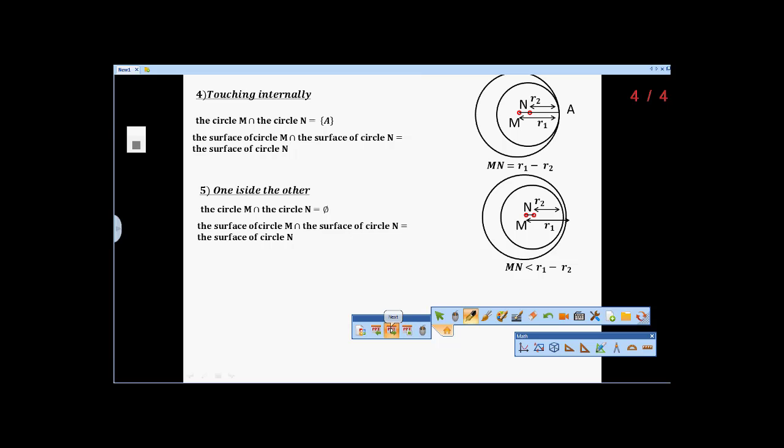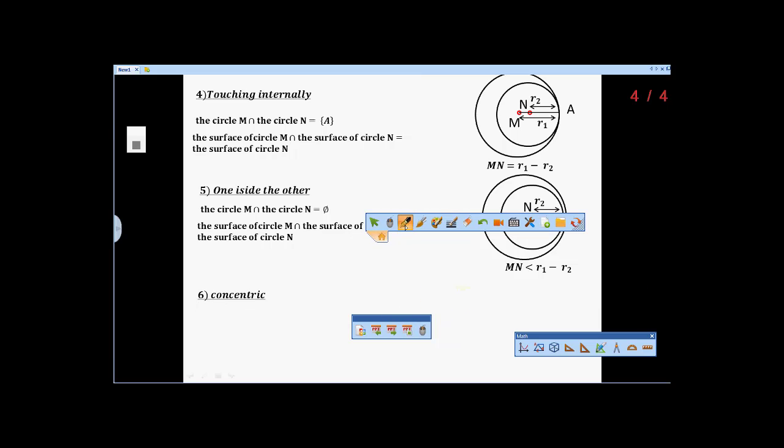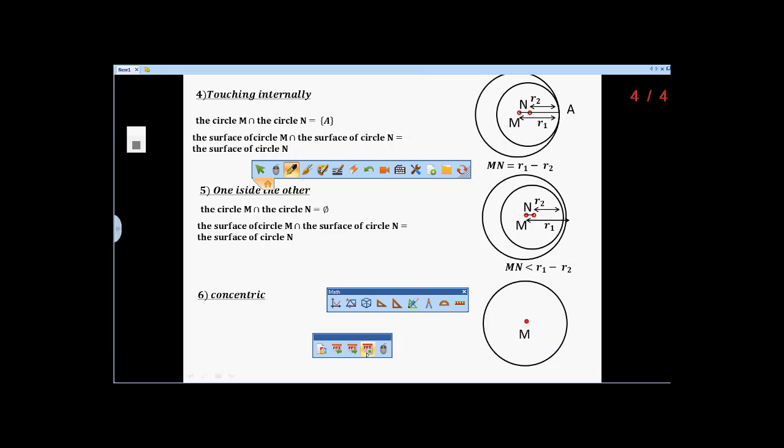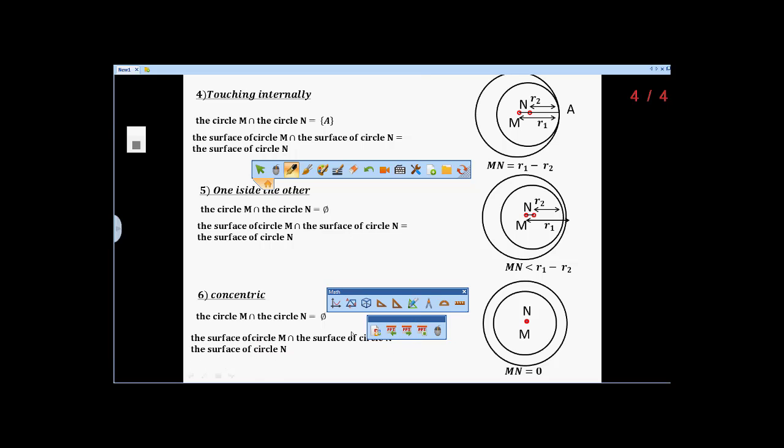The last one, concentric circles. What is the meaning of concentric circles? It means the two circles have the same center, like this. This is the circle M, and here circle N. So MN must be equal 0 in this case. If I wanted to find the intersection between these two circles, it will be phi. But the intersection between surface of circle M and surface of circle N will be surface of circle N.